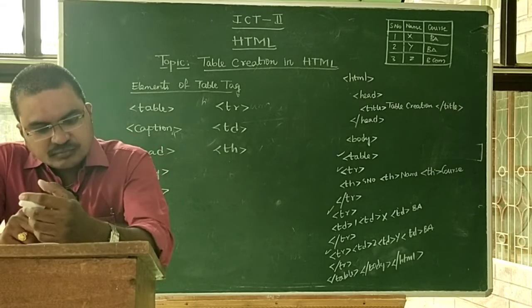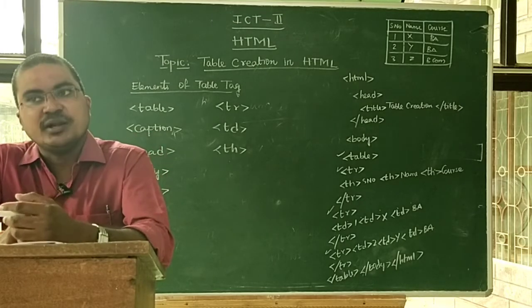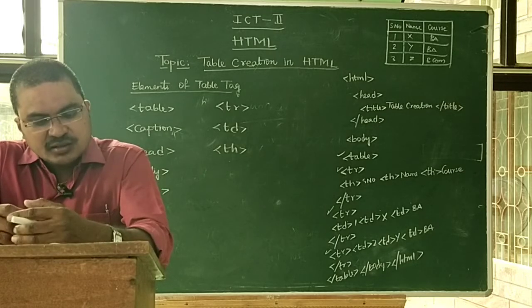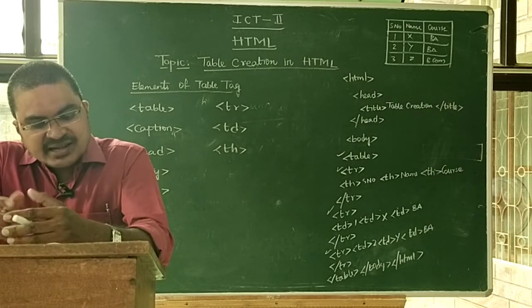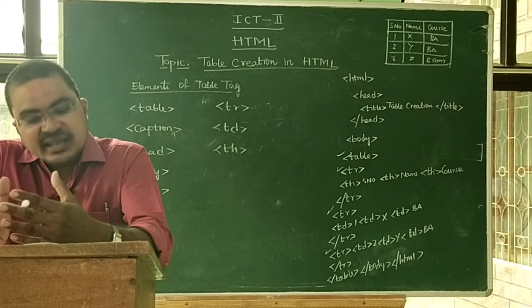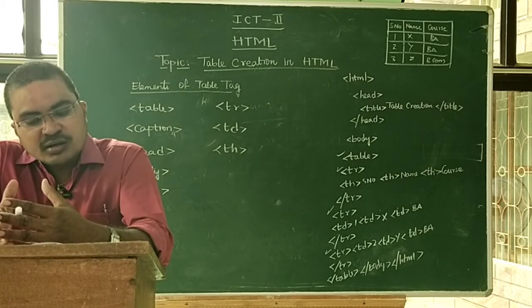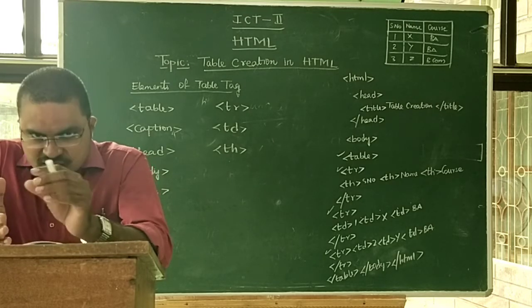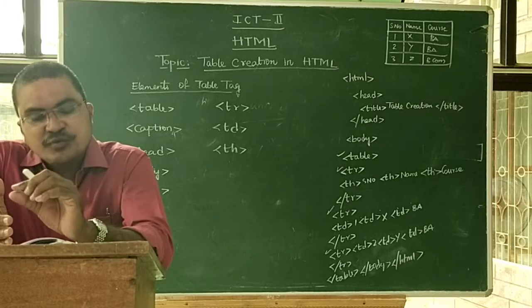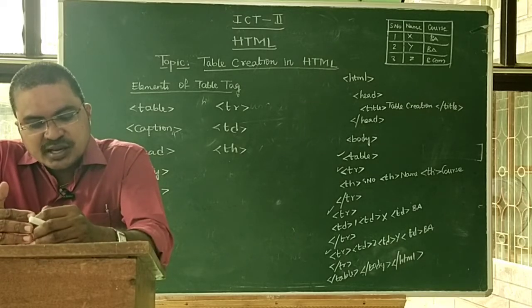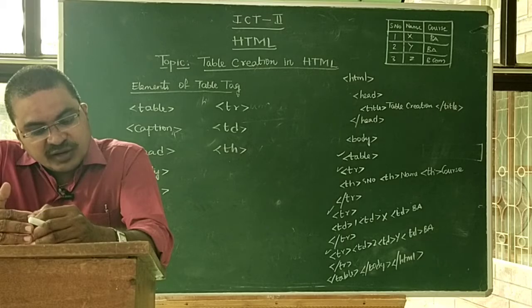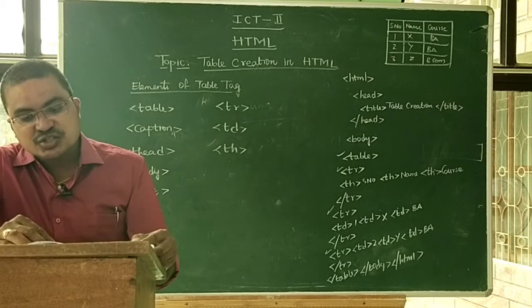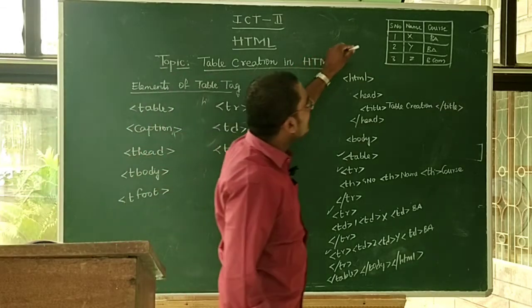Next, table row, the most important tag, called TR. The TR tag acts as a container for a row of table cells. It is used to create a table row, framing a horizontal structure to insert the data. Like this, it is called horizontal.